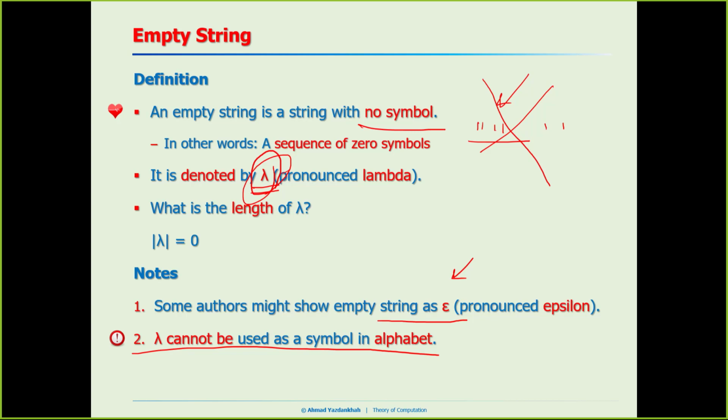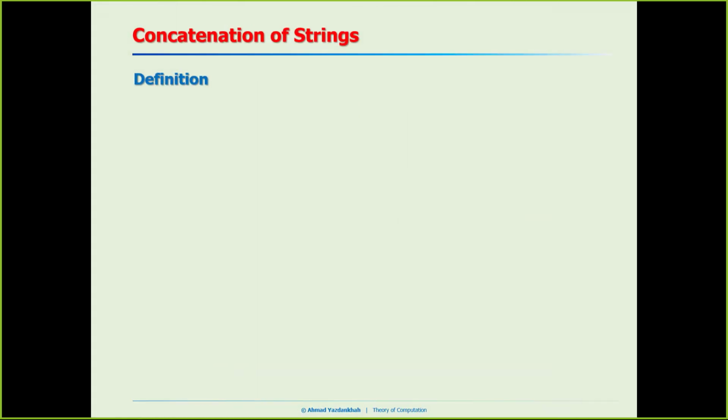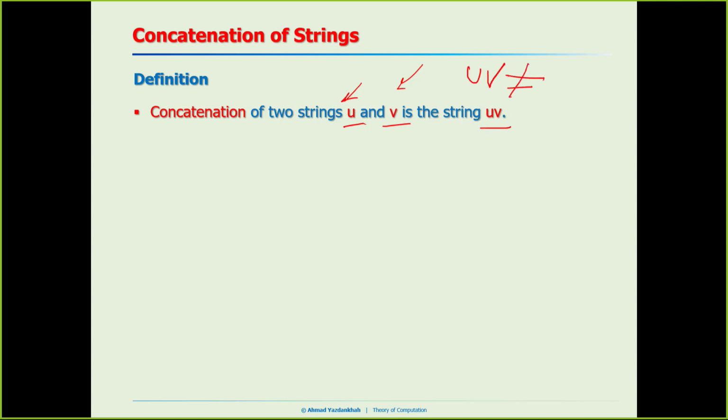Now let's turn to the operations on strings. The first operation is called concatenation. This is something that you definitely know about. Here we just define it from a mathematical point of view. If we have two strings, u and v, which are variables containing some strings, then the concatenation will be uv. And I'm sure you know that uv is not equal to vu, because the order matters, right?